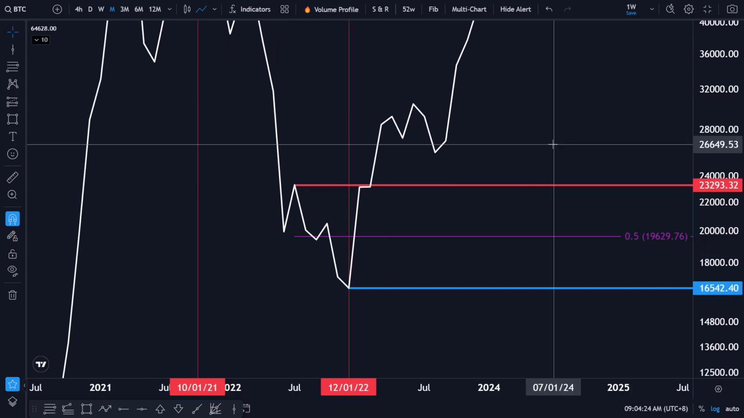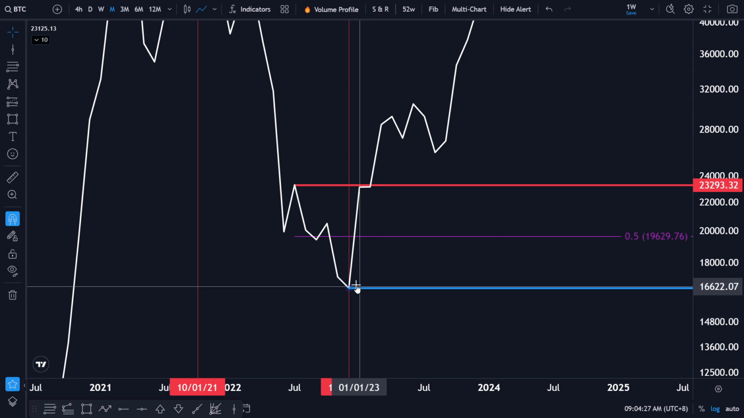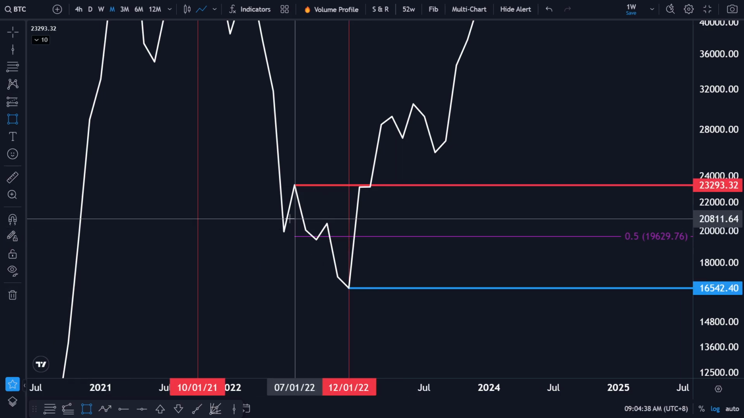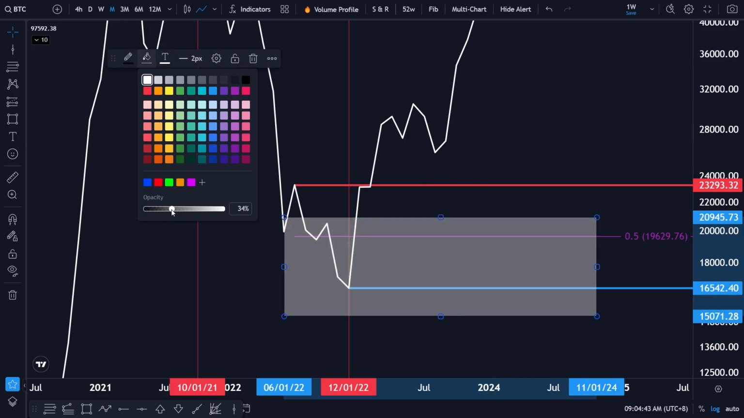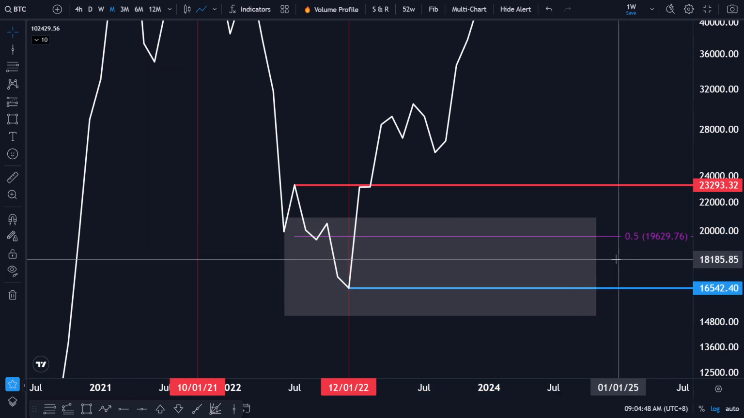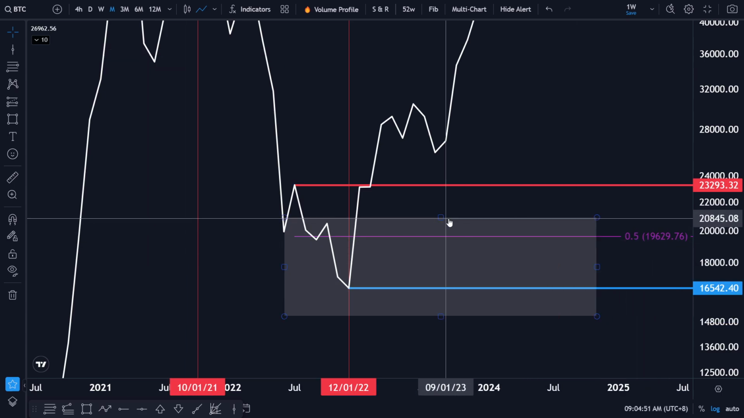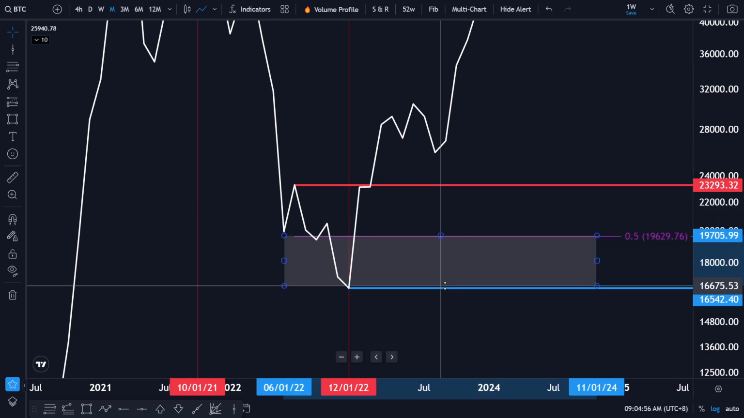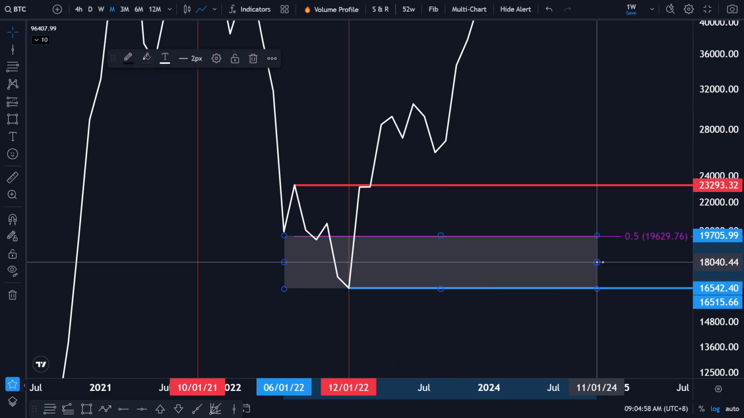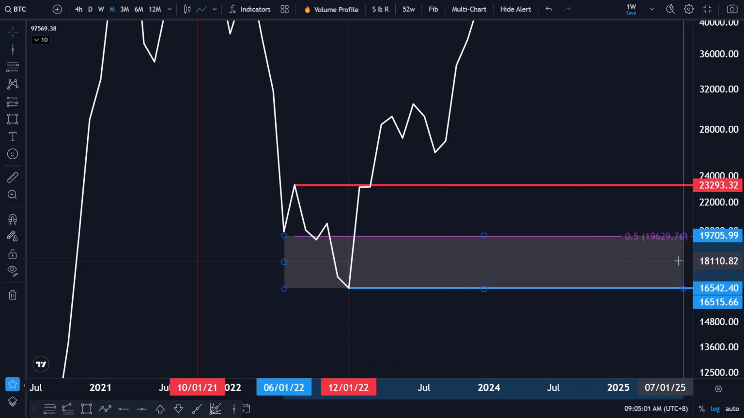So what I do is, as long as this would be this area here, anything below 19,600 is a good buy for Bitcoin. Let's put it, okay. This is going to be a good buying opportunity for Bitcoin.